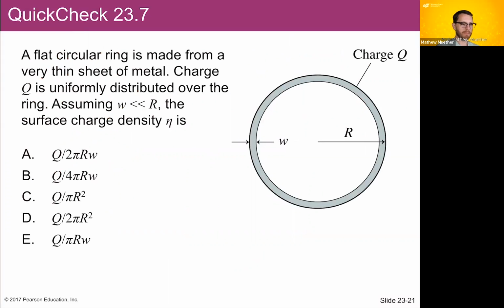What about this one? I have a flat circular ring. It's made from a thin sheet of metal, and it's going to carry some amount of charge Q uniformly distributed over its surface. We're going to assume that W is very small compared to the radius, so it's essentially like a line, just like a one-dimensional loop that we have here. What's the surface charge density for this ring? What's the surface charge density going to be? Let me open up the poll.